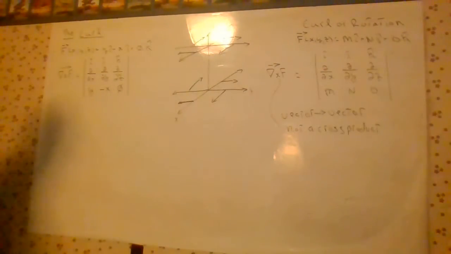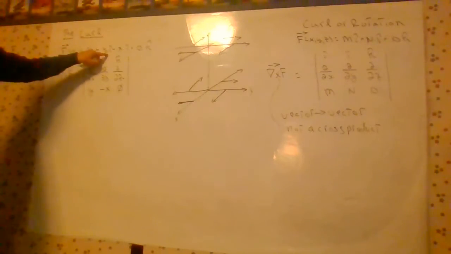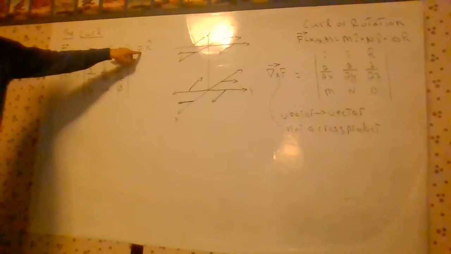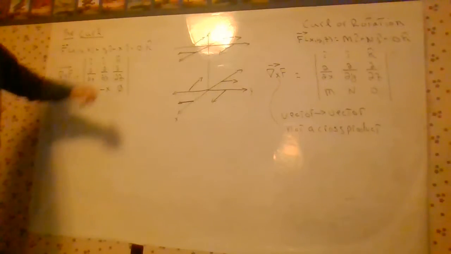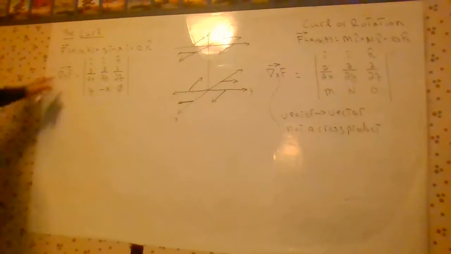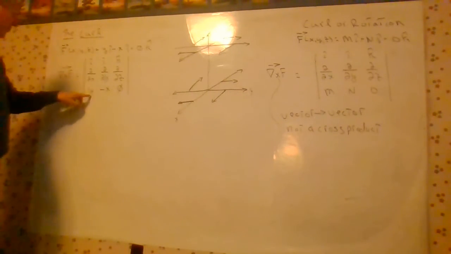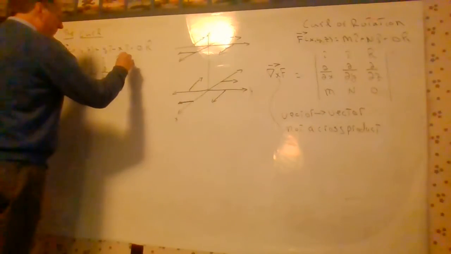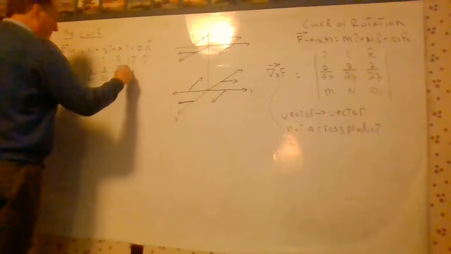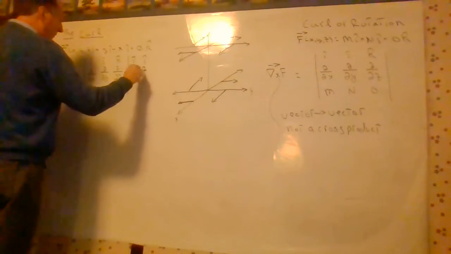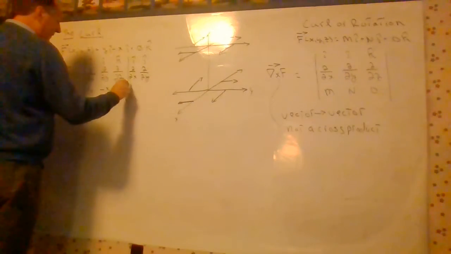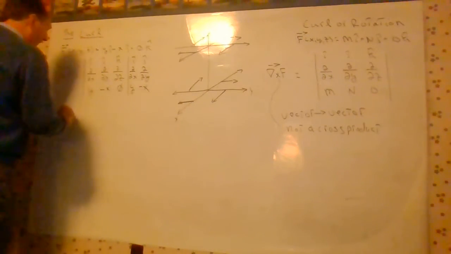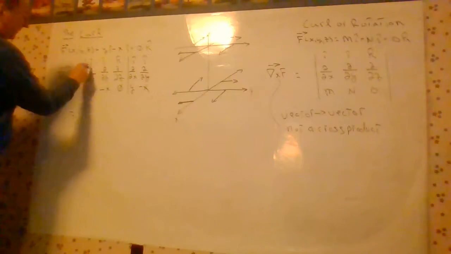Take a simple example. Let's suppose f of x, y, z is yi minus xj plus 0k. That's not an o, that's a 0. We can set up our determinant: partial operators, y, negative x, 0. Now let's go ahead and calculate this. At the very least, you should know how to calculate this. Partial with respect to x, partial with respect to y, z, then y, negative x, 0.